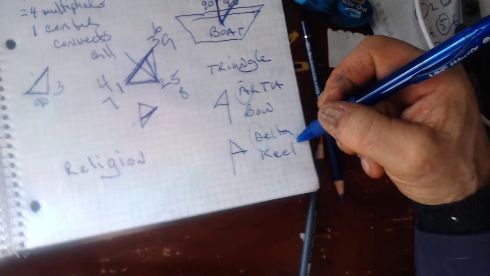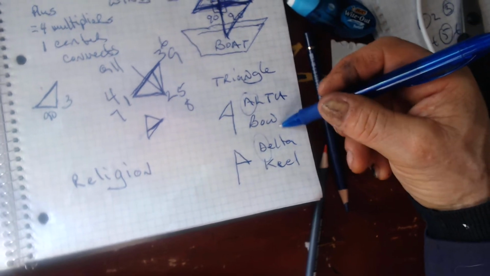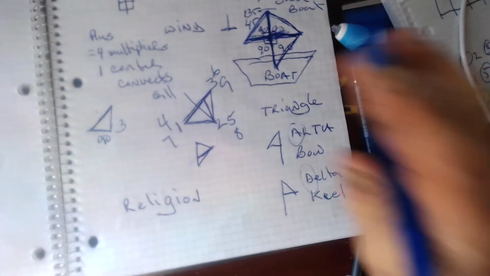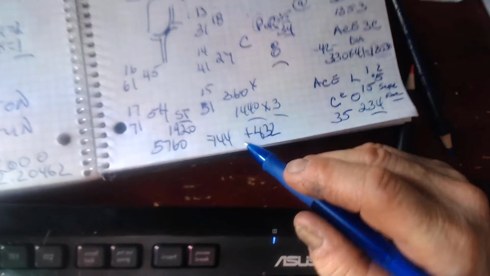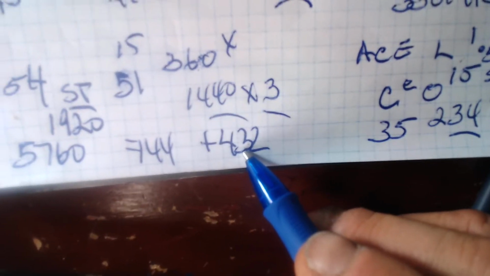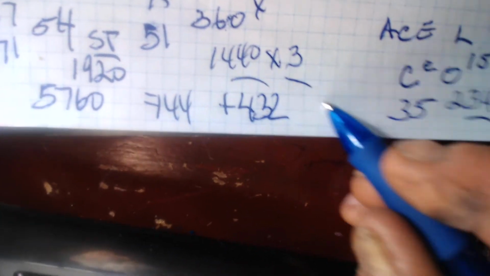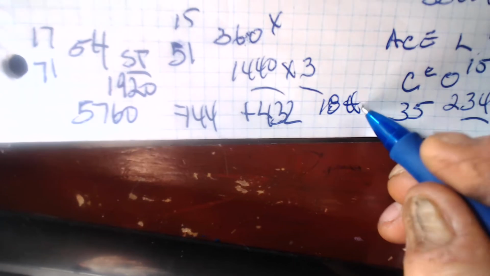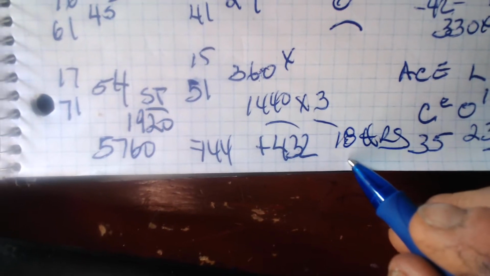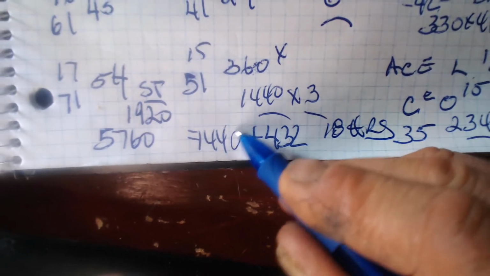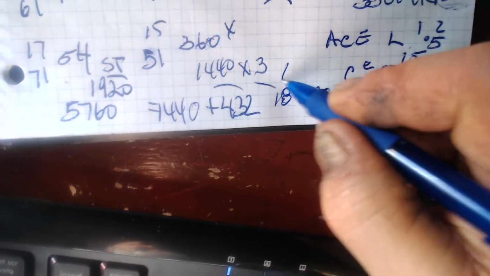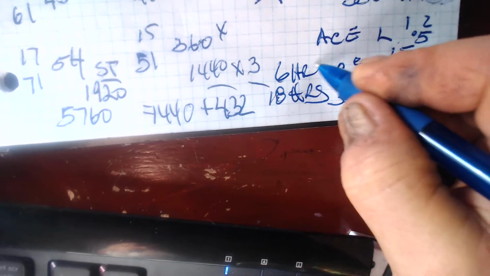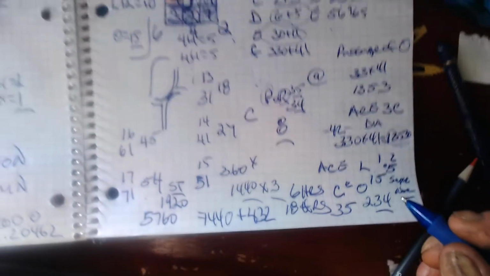The alta and delta bow to the right and the left of the boat, the keel and the bow. Remember 360, right? 360 happens 4 times a day for 1440. Happens 3 times a day. Okay, we'll give you 18 hours. Hold on a second. Yes, in a day, 1440. It happens 3 times in a day. It gives you 18 hours. And the last part gives you 6 hours. 6 and 9 rotation of Venus.